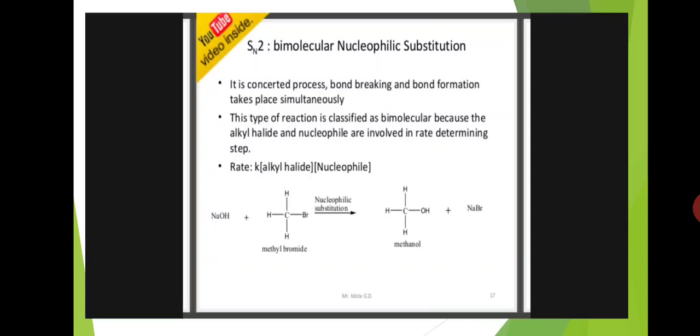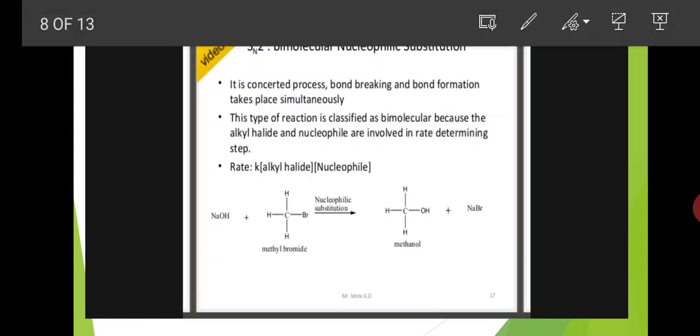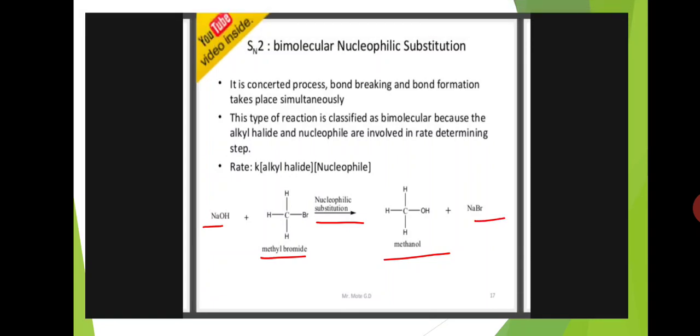Rate is proportional to k into alkyl halide and nucleophile. Here this is sodium hydroxide and the alkyl halide is methyl bromide. Okay, methyl bromide, and here nucleophilic substitution occurs and forms methanol plus sodium bromide. This is the reaction.